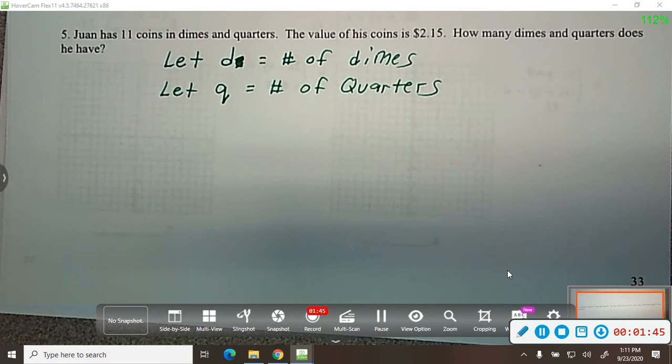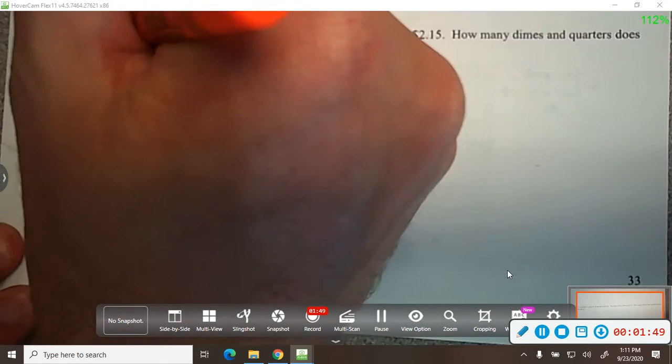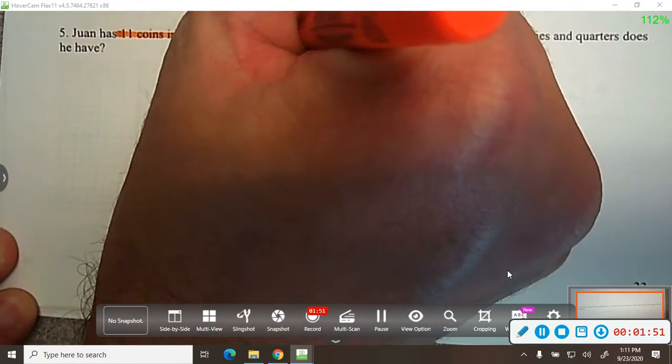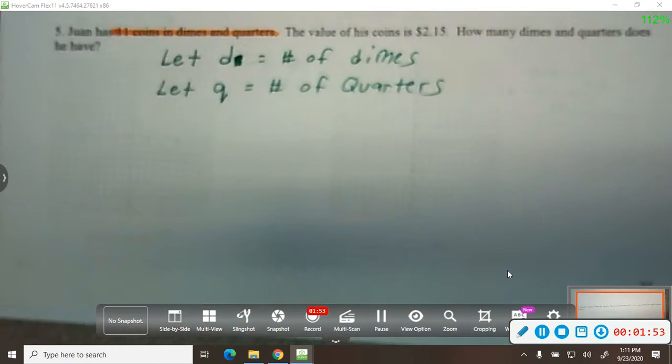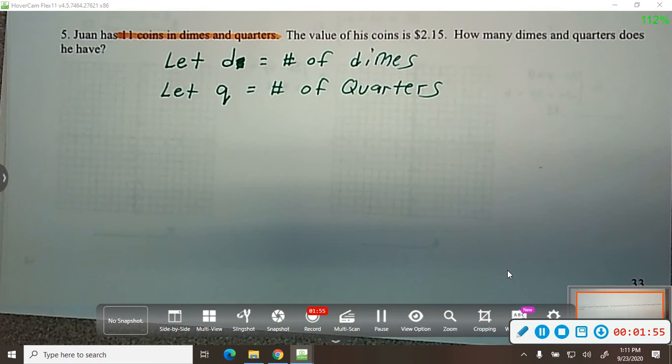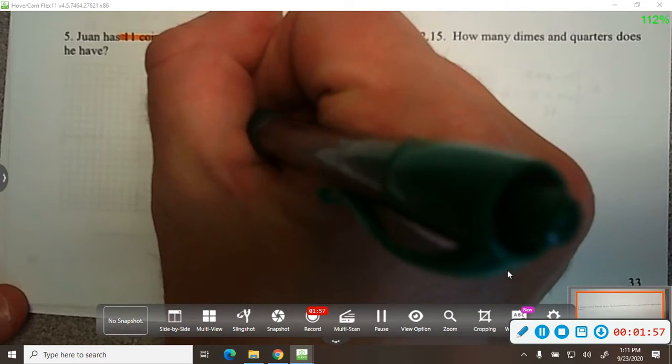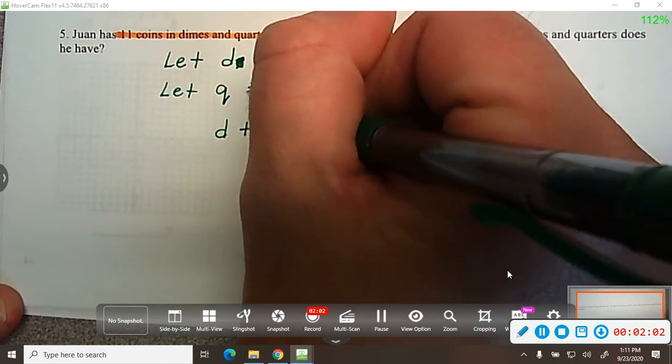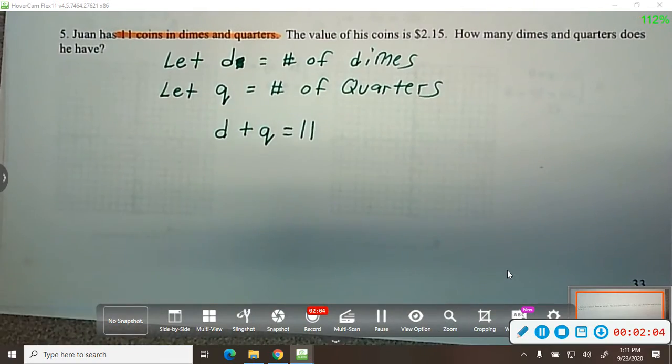Okay, the first part I see is that he has 11 coins, dimes and quarters. So that means if I take the number of dimes and the number of quarters, I get 11. D plus Q equals 11. And that comes from the orange part.